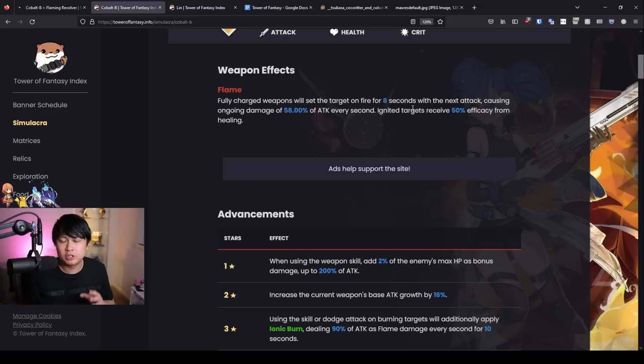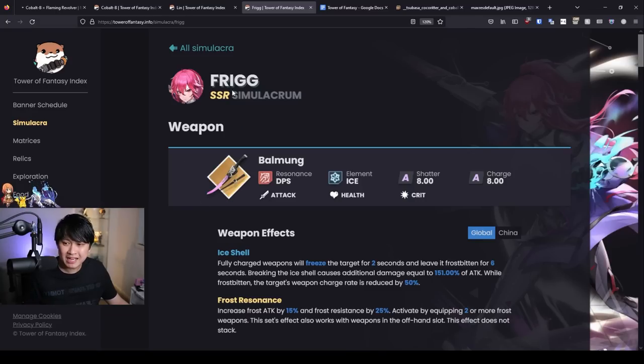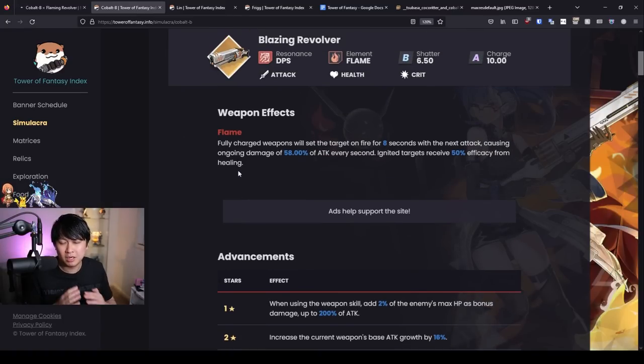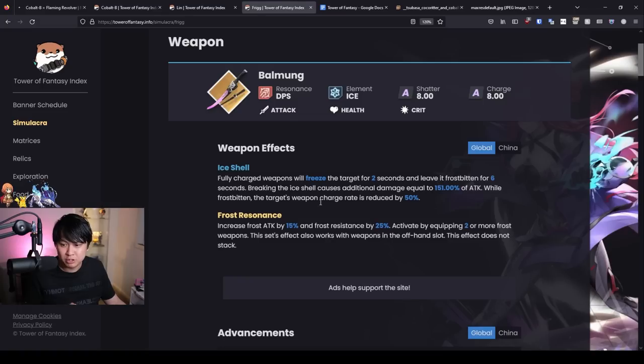And so here is where we're going to talk about the first alleged change, in the grassroots movements. This is just what I've been hearing from the rumors. Similar to how Frigg got frost resonance and Claudia got the physical resonance, we do anticipate that Cobalt-B is going to be arriving with the flame resonance. So what you can expect based on these rumors is that she is going to be getting a 15% attack buff to all flame units, similar to this, and a 25% flame resistance.